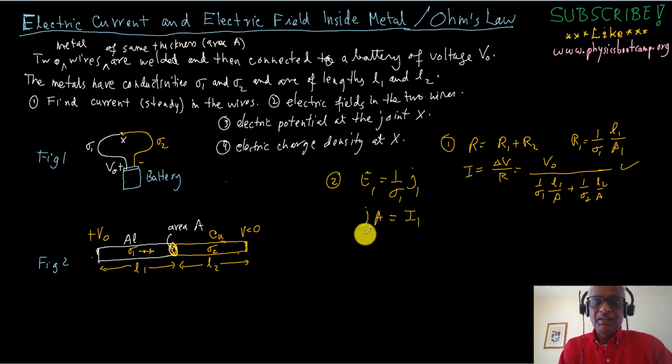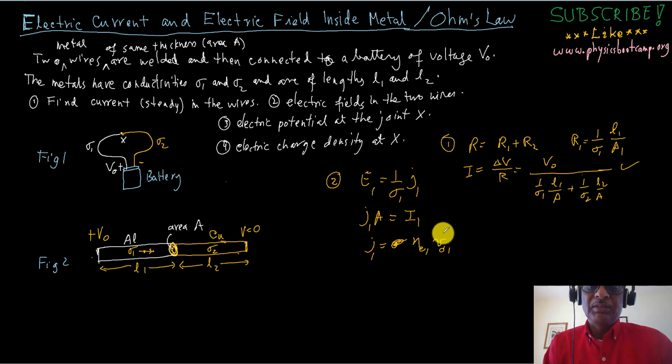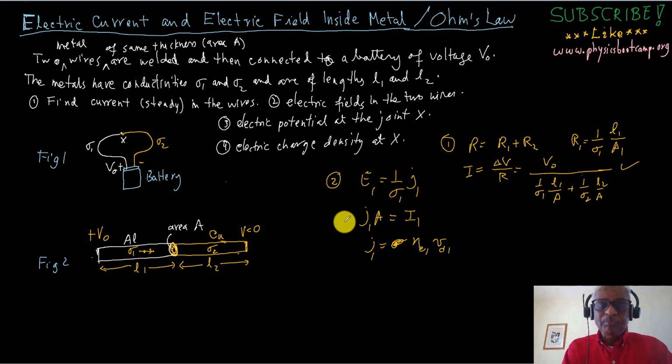You can already see that J at 1 is the conductivity, whatever the density of electrons is in 1, times the drift velocity in 1. Although you know this, it is not necessary to solve this problem. This J1 is simply I1 over A. So the electric field is 1 over sigma 1 times I1 over A.